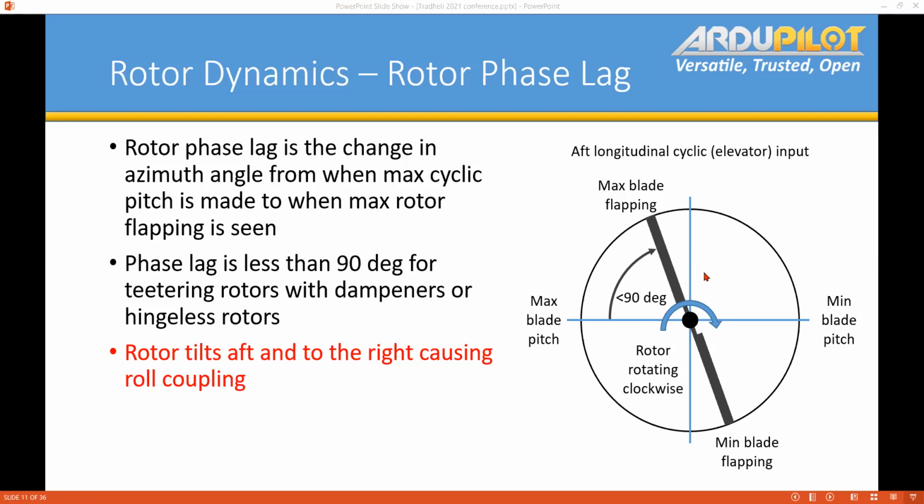With my one helicopter that I had, the phase lag was like 70 degrees. And so what they typically do is change your cyclic or your swash plate and rotate it so that your max input is made 70 degrees prior to when you want that pure control output.